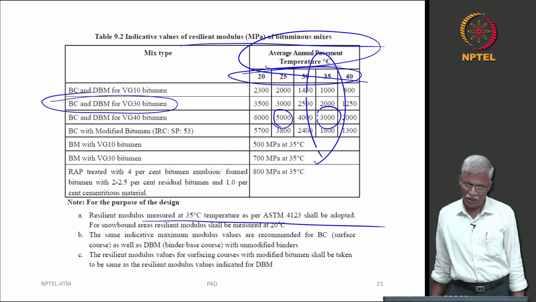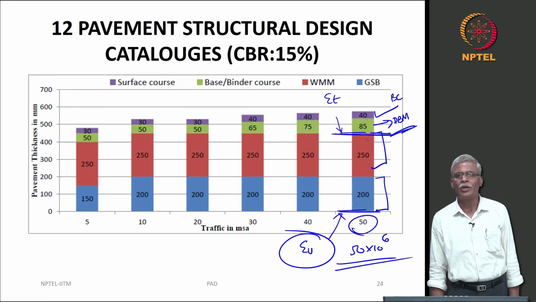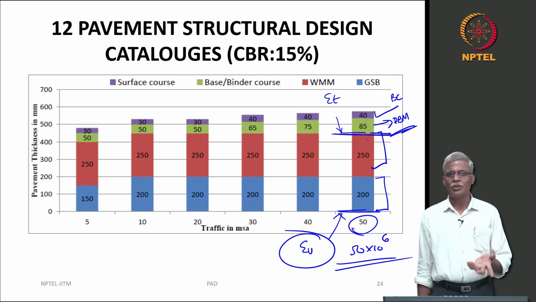Now you will be using 5000 MPa. So what will happen when you use the 5000 MPa? You do not need this much thickness, you need a different thickness. How do you work it out? Which cross section should you change?